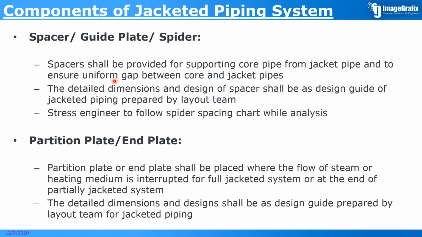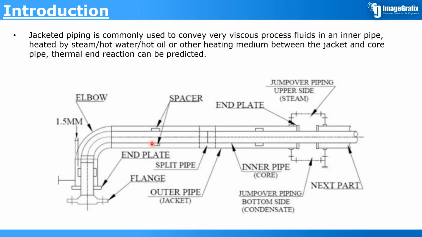So this shall be provided for supporting the core pipe from the jacket pipe and to ensure a uniform gap between your core pipe and your jacket pipes. As the diagram explains, we'll be having a spacer around the pipe. Now, what should be the diameter of my spacer? It might be equal to the inner diameter of your core pipe or slightly lesser than your inner diameter to have some spacing, as the name indicates, a spacer.